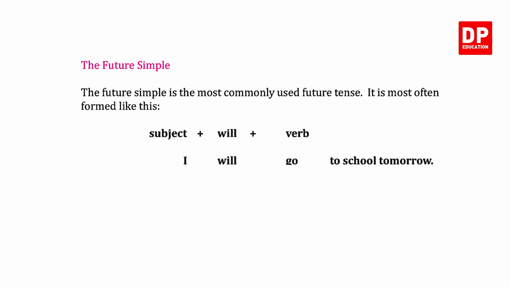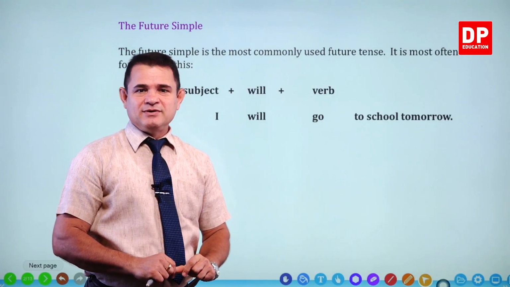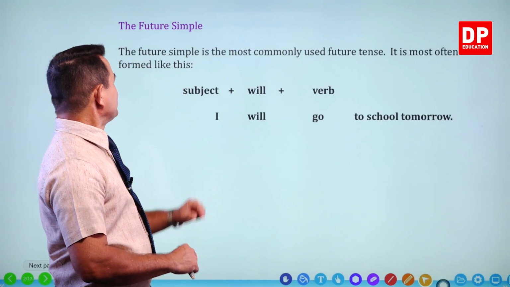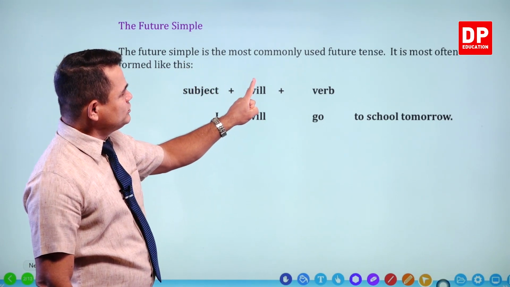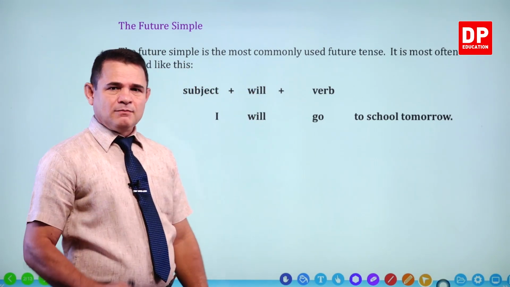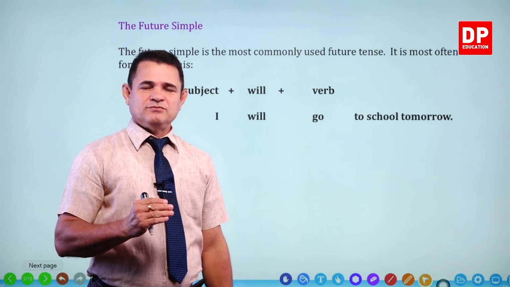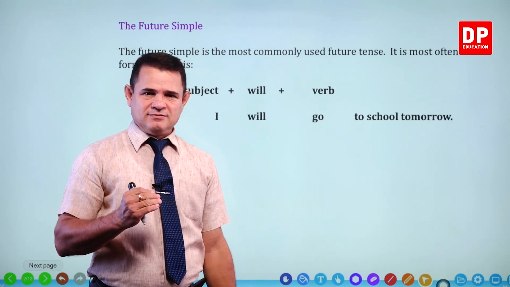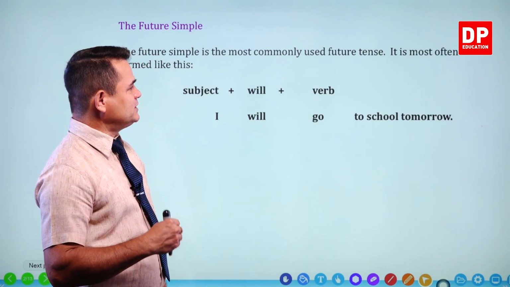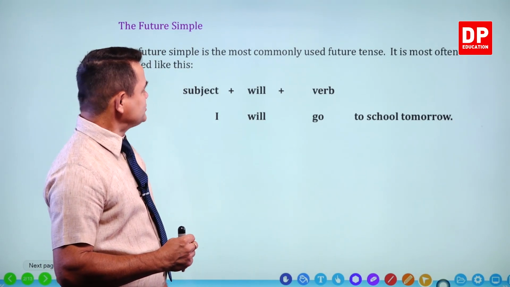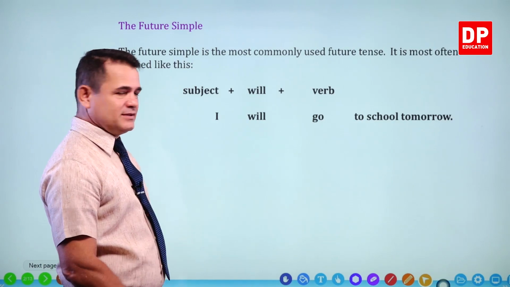The future simple. The future simple සාමාන්‍ය සරල අනාගත කාලය ගැන කියන වාක්‍ය. The future simple is the most commonly used future tense. Most commonly used බහුල වශයෙන්ම යෙදෙන භාවිතා කරන future form එක තමයි මේ future tense. It is most often formed like this.